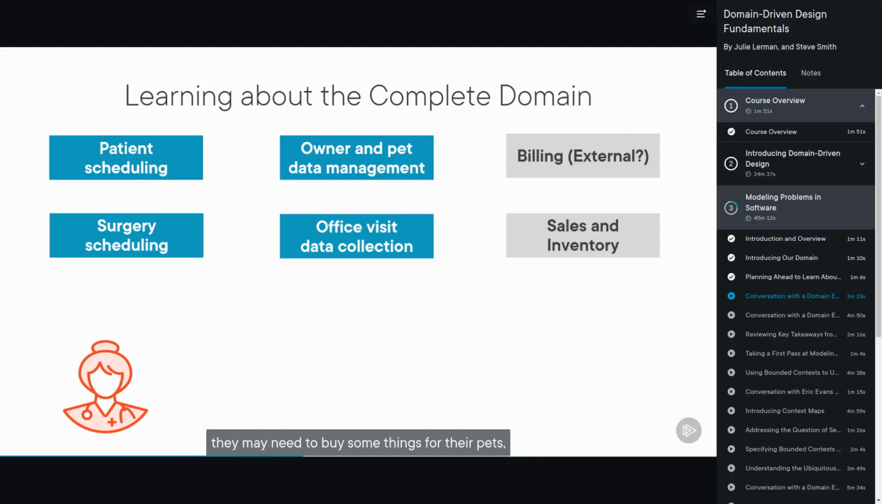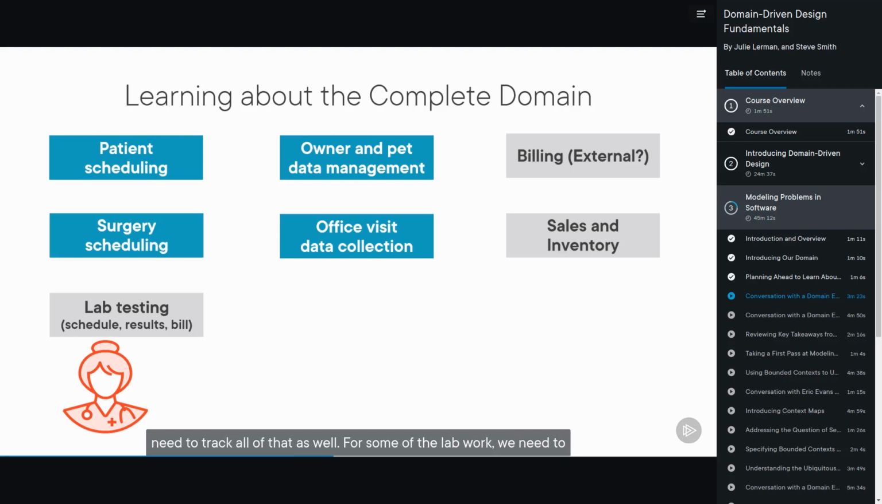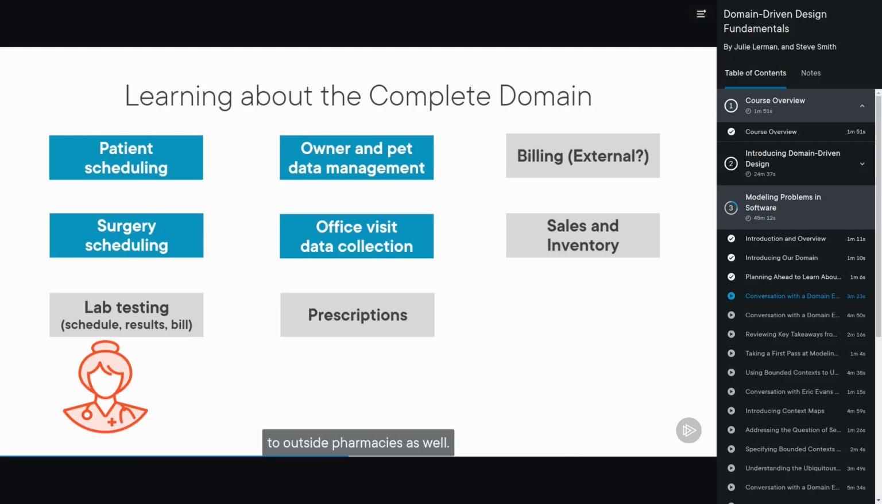And when they're checking out, they may need to buy some things for their pets, toys or prescriptions or maybe some prescription food as well. And we need to track all of that as well. For some of the lab work, we need to send that out and get the results back. And some prescriptions go out to outside pharmacies as well. So we need to manage all of those through the system.